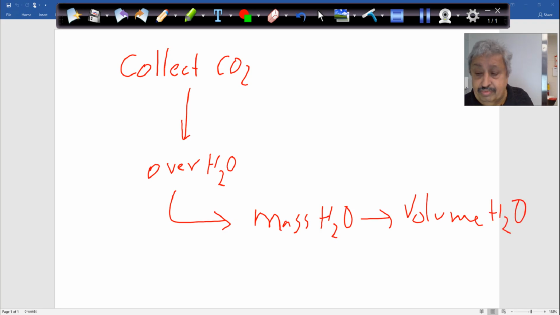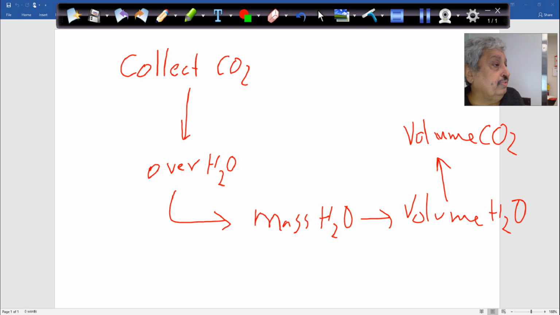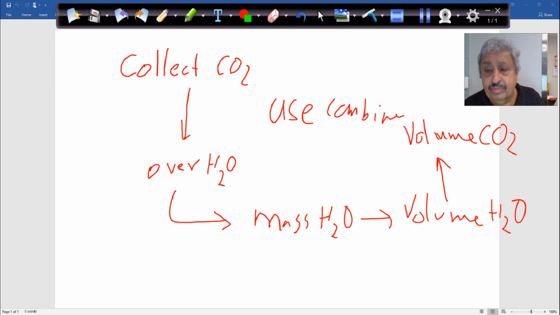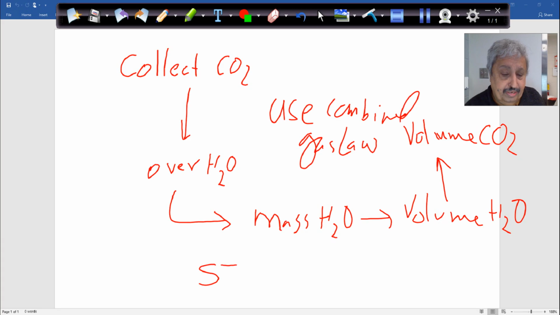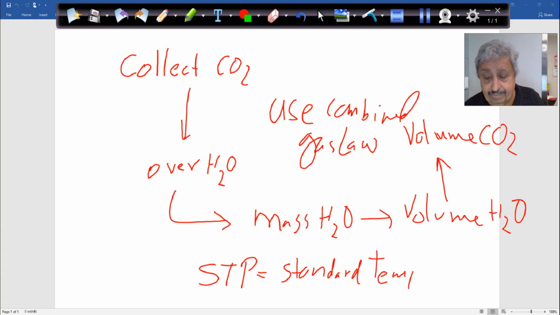Okay, the volume of H2O will be the volume of the gas, and then we'll be using this one here as STP combined. We'll use the combined gas law. So you have STP, standard temperature and pressure.